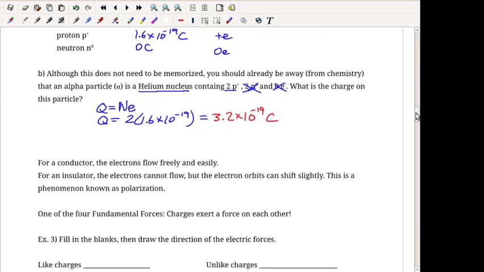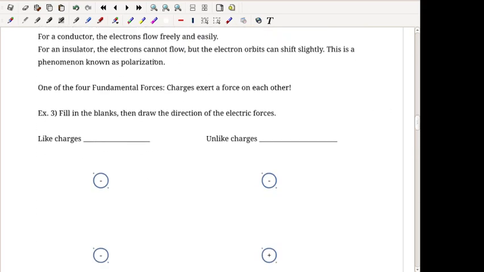Now we said before that for a conductor, the electrons flow freely and easily within the conductor. In an insulator, electrons cannot flow, but the electron orbits can actually shift slightly in one direction or another. This phenomenon is known as polarization.